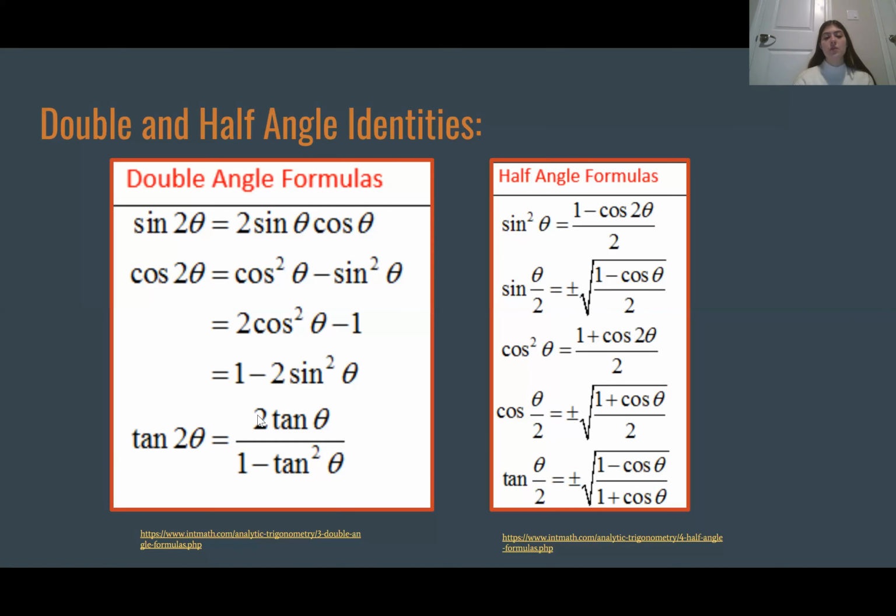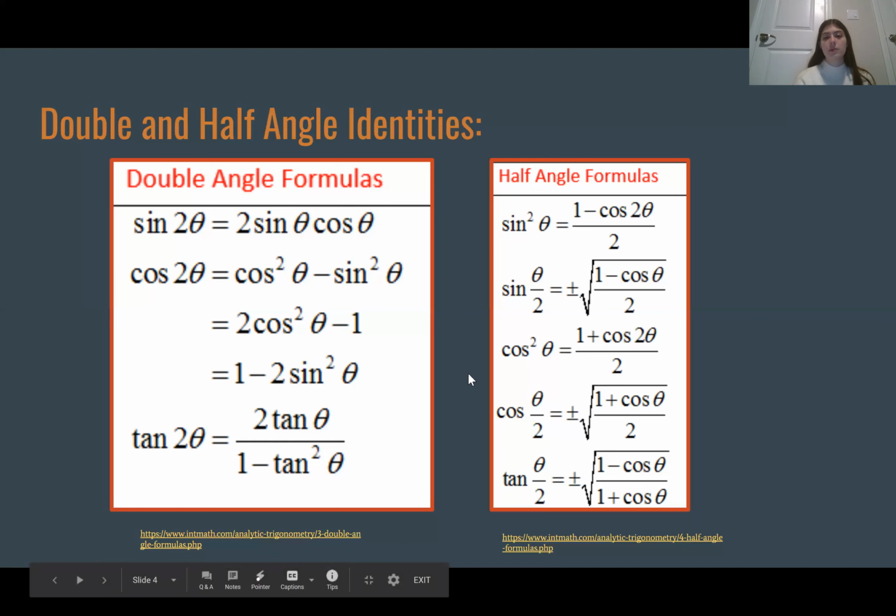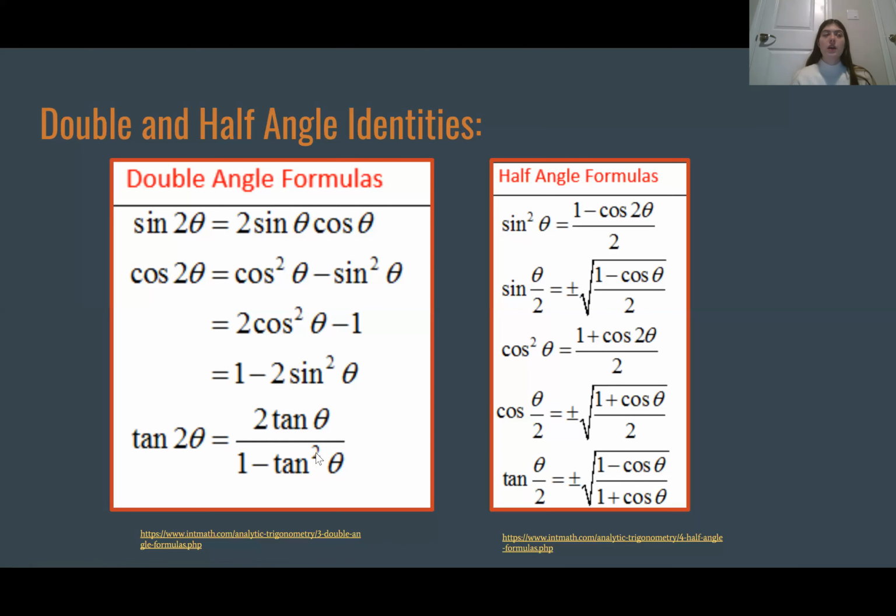Tangent of 2 theta equals 2 tangent theta over 1 minus tangent squared theta. Again, just like with all the other tangent identities, at least when it comes to sum and differences, it's not super important when we're looking at double and half angle identities. It's just not very common. The most common use of tangent when it comes to trig identities is the quotient identity, the Pythagorean identity, and the reciprocal identity. Those are the main ones you have to worry about.